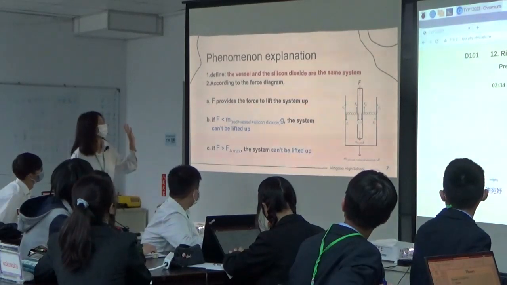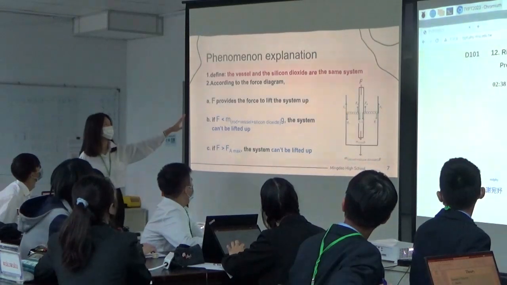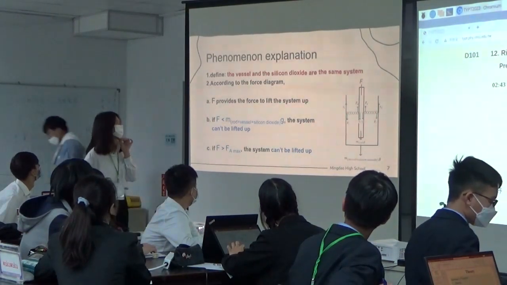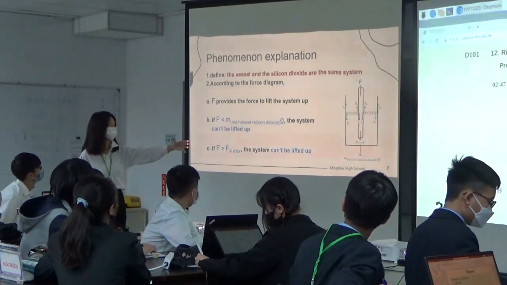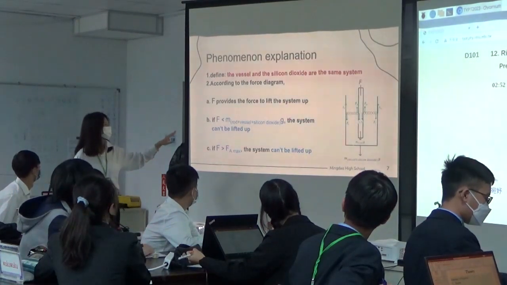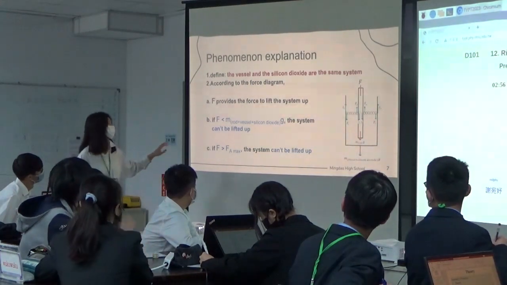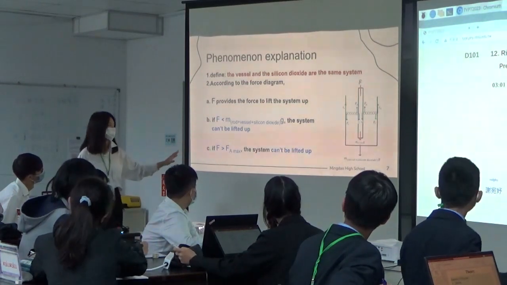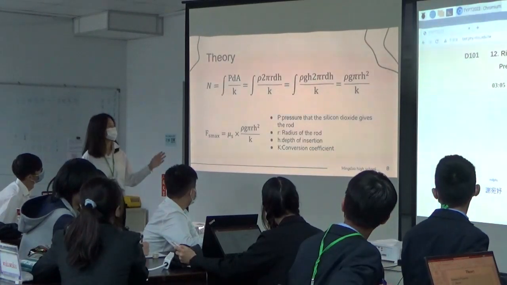And this is our phenomenon explanation. We define that the vessel and the silicon dioxide are in the same system. According to our first diagram, F provides the force to lift the whole system up, including the vessel. If F is smaller than the gravity of the whole system, the system can't be lifted. And if F is bigger than the maximum of Fa, the system cannot be lifted. And this is the theory.